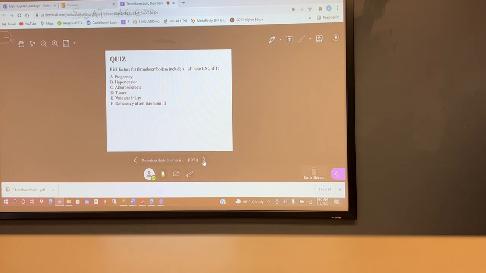What of atherosclerosis? Yes. So what about tumor? Yes. What about vascular injury? Yes. What about deficiency of antithrombin 3? Yes.